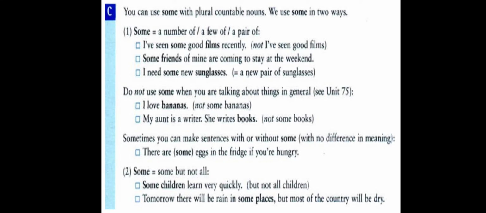You can use some with plural countable nouns. We have two ways of using some with plural countable nouns. Some can mean a number of, a few of, or a pair of. If it is countable, then it means a number of, a few of, a pair of. A number of is countable, a few of is countable, a pair of is countable.